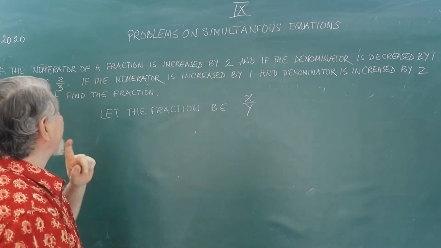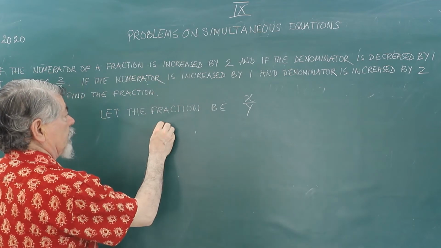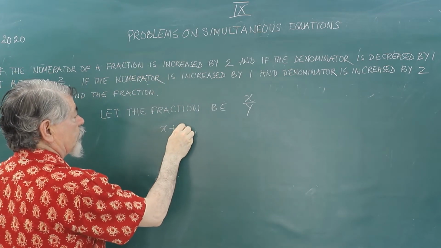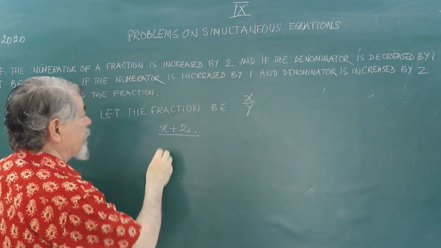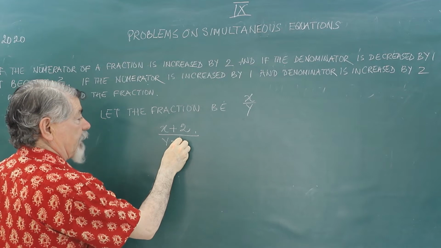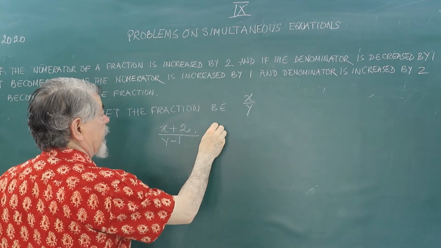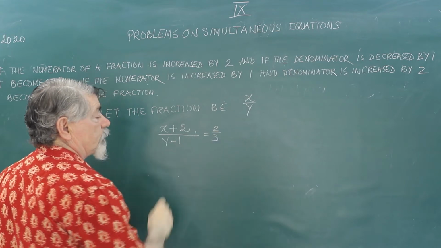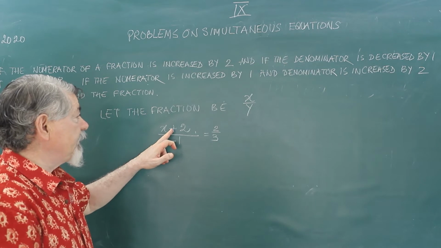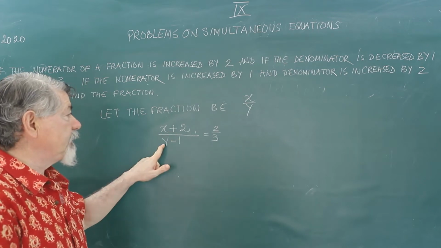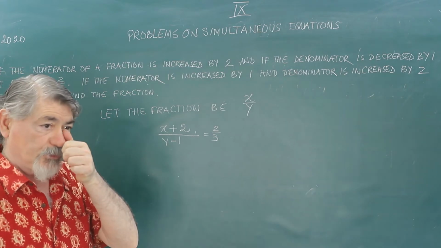Now it says if the numerator of a fraction is increased by 2. So increased by 2 means plus 2. And denominator is decreased by 1. Decreased means minus 1. It is going to become 2 by 3. From the first condition, if the numerator is increased by 2 and the denominator is decreased by 1, the fraction becomes equal to 2 by 3.